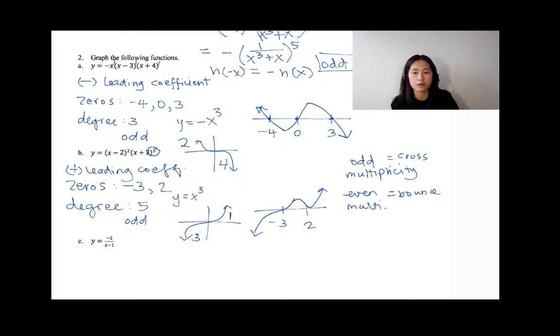Okay, so for even multiplicity, for example, if it's greater than 2, what happens to your bounce is it just becomes flatter, right? The greater the number, it just becomes flatter. So for example, this is when multiplicity is 2, versus when multiplicity is 4. It just becomes flatter. So this is 4. So when you're graphing, it's just really your intuition that you need to make it flatter.